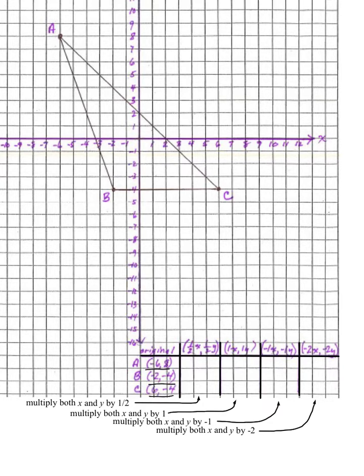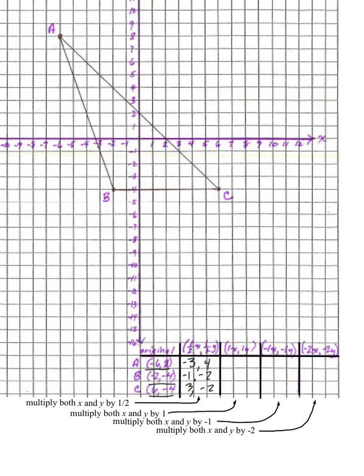So the first one says multiply both x and y by a half. So -6 times a half would be -3. 8 times a half would be 4. -2 times a half would be -1. -4 times a half would be -2. And then 6 times a half would be 3. -4 times a half would be -2.